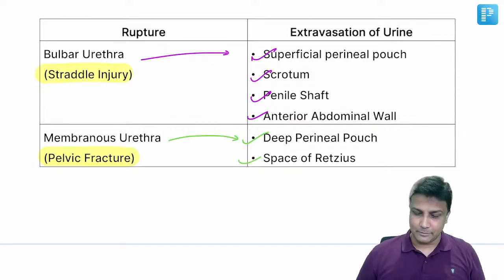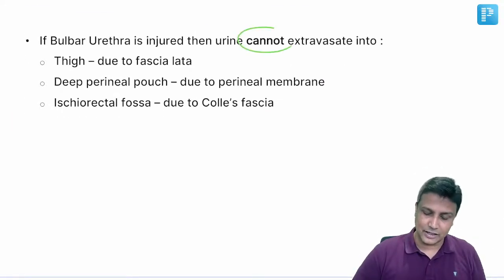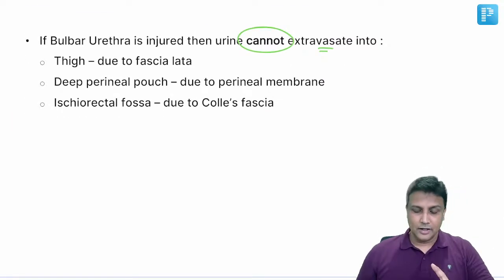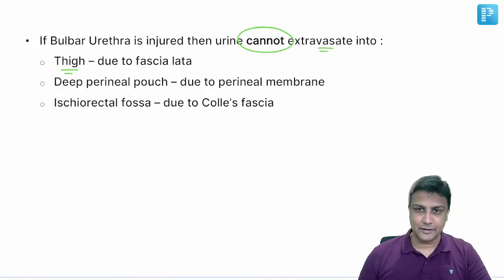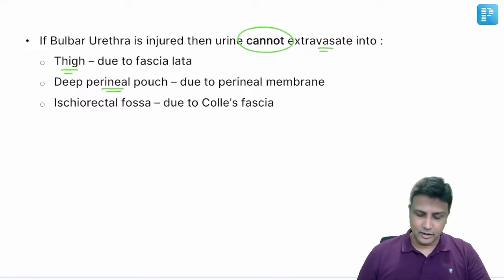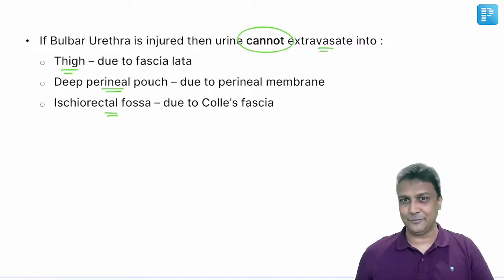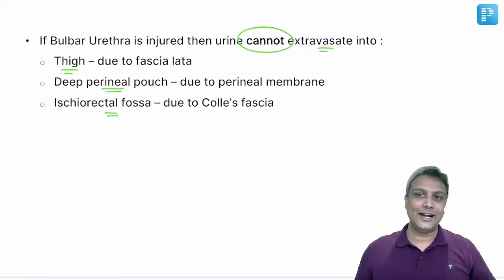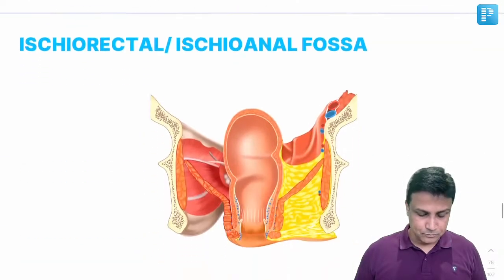Now, where is the urine going? We know that very well. But in the exam, they're also asking where the urine is not going. I mean to say the urine cannot extravasate. Like, urine cannot go into the thigh due to which fascia? Fascia lata. The urine cannot go into the deep perineal pouch because there is a membrane present there. Which membrane? Perineal membrane. And yes, of course, it cannot go into the ischiorectal fossa due to the Colles fascia. So you have to remember the reason why it is not passing from there, sir. Why it is not able to go into that one, guys.